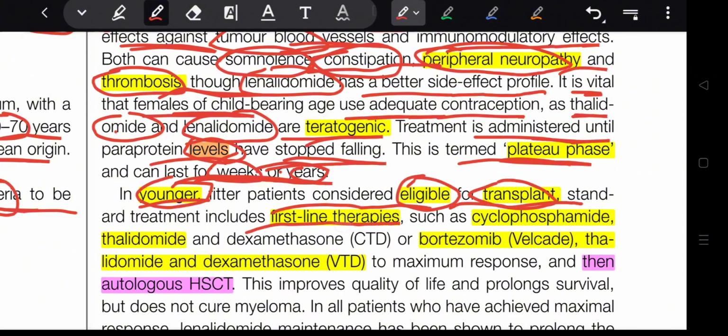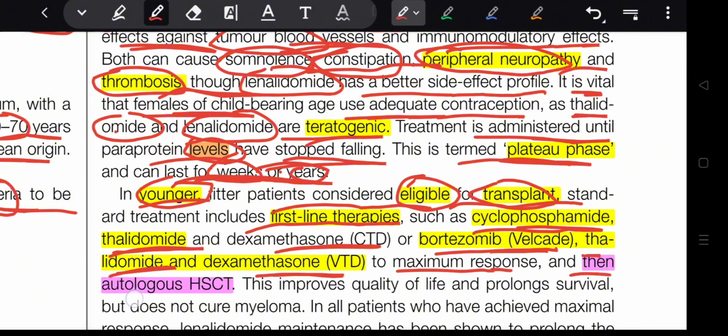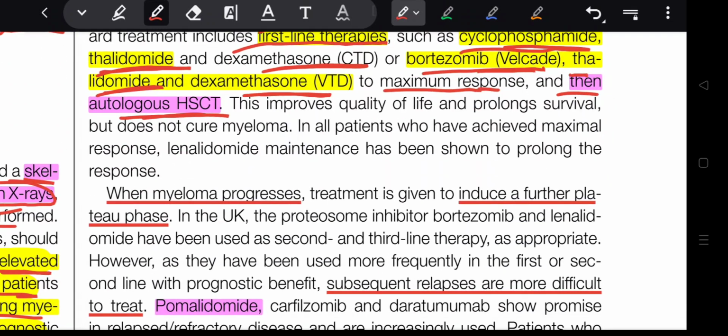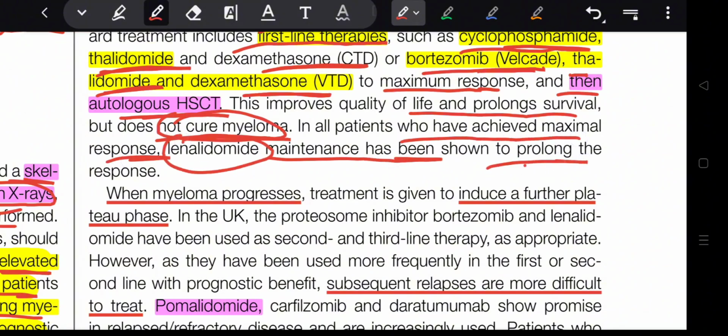Younger patients considered eligible for transplant receive standard treatment including first-line therapy such as cyclophosphamide, thalidomide, dexamethasone (CTD), or VTD. VTD means bortezomib, thalidomide, dexamethasone, until maximum response, and then autologous stem cell transplant. This improves quality of life and prolongs survival but does not cure myeloma. In all patients who have achieved maximum response, lenalidomide maintenance has been shown to prolong response.